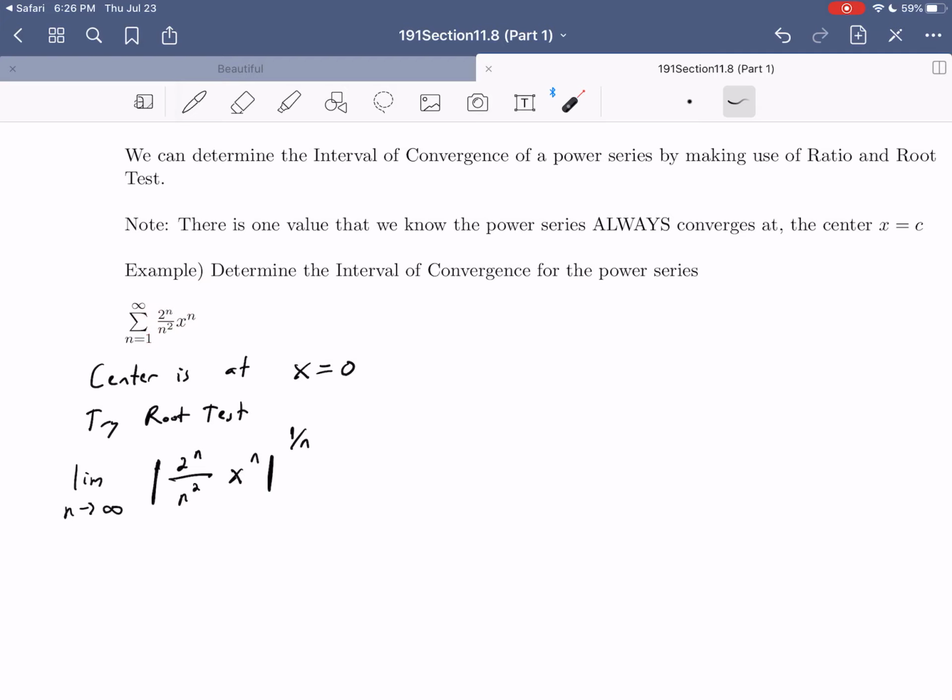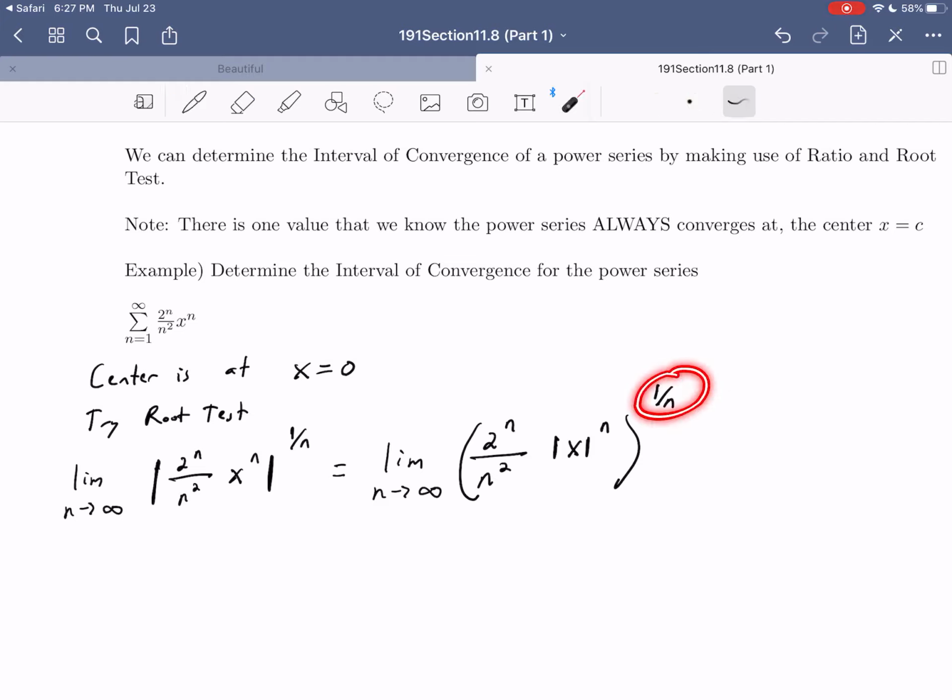Now we need to be a little bit careful here. We want to recognize that we can distribute this 1 over n onto each piece, but we have to be careful about these absolute value bars. This stuff here is assured to be positive: 2 to a positive power is positive, n squared is positive. But the absolute value might matter for that x to the n. So we're going to rewrite this first. We're going to look at the limit as n goes to infinity of 2 to the n over n squared, where the absolute value doesn't really impact that, and the absolute value of x to the n. The absolute value certainly might impact the x, because again, we don't know what x is. We're trying to figure out what sort of x's make sense. And then we have our 1 over n up there.